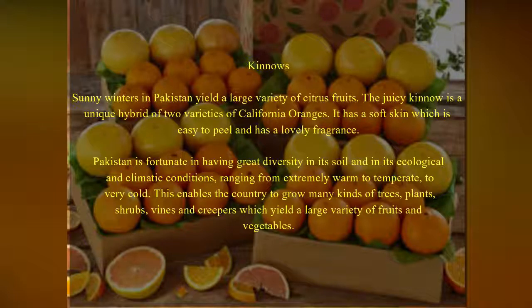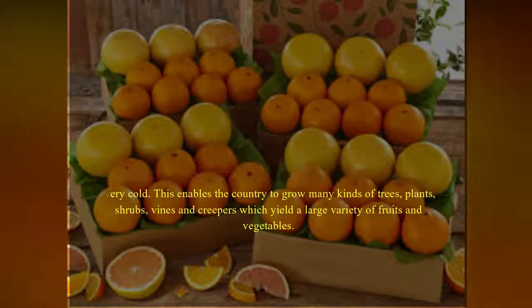The juicy quinoa is a unique hybrid of 2 varieties of California oranges. It has a soft skin which is easy to peel and has a lovely fragrance. Pakistan is fortunate in having great diversity in its soil and in its ecological and climatic conditions, ranging from extremely warm to temperate to very cold. This enables the country to grow many kinds of trees, plants, shrubs, vines and creepers which yield a large variety of fruits and vegetables.